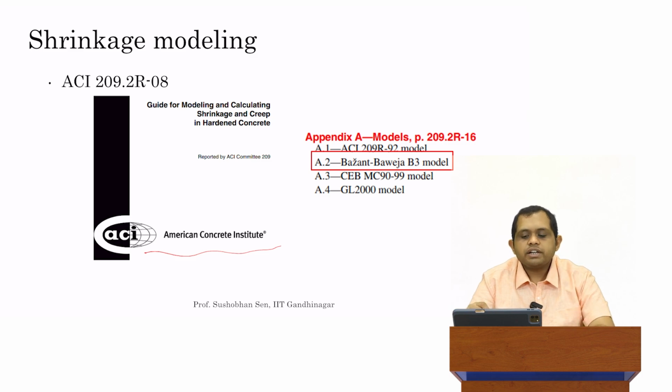ACI, like many organizations, including in India, consists of several committees. ACI Committee 209 examines the effect of shrinkage and creep on concrete. And so they have a particular document, 209.2, and R08 means it was the 2008 revision. That's the most recent revision as of now. So this ACI 209.2R08 revision is called the Guide for Modeling and Calculating Shrinkage and Creep in Hardened Concrete. Forget creep, that's not important, and we'll not be talking about it in this entire series of lectures. But shrinkage is indeed something that we are quite interested in. So this is the Guide for Modeling and Calculating Shrinkage in Hardened Concrete, which is exactly what we're interested in.